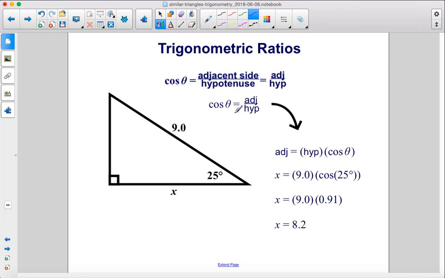All right, we have cosine theta equals adjacent over hypotenuse. What we're solving for is x, which is the adjacent side. So we're going to solve this equation for this part here, adjacent. So we'll multiply both sides by hypotenuse. We get adjacent equals hypotenuse times cosine theta. So let's plug in our numbers. The hypotenuse is 9.0, and the angle here is 25 degrees, so we'll plug in 25 degrees for theta. We use a calculator. We see that cosine 25 degrees is 0.91. Multiply that by 9.0, and we get x equals 8.2.